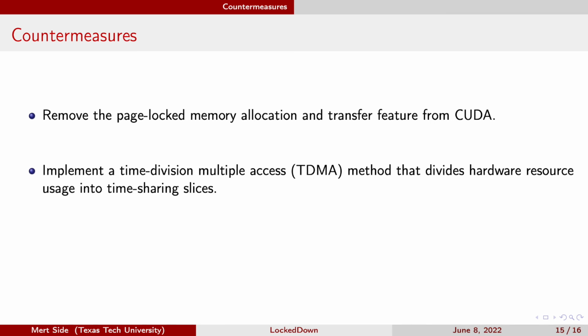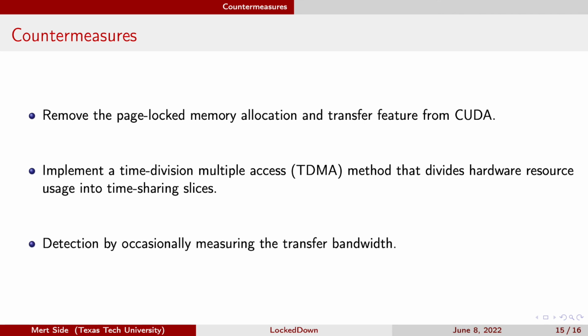To specifically mitigate our covert channel from being a danger for cloud users using virtual GPUs, NVIDIA can implement a time division multiple access method that divides hardware resource usage into time-sharing slices. If the PCIe is shared via TDMA across multiple vGPUs, then the intermission between succeeding data transfers would not depend on the size of data transfers.